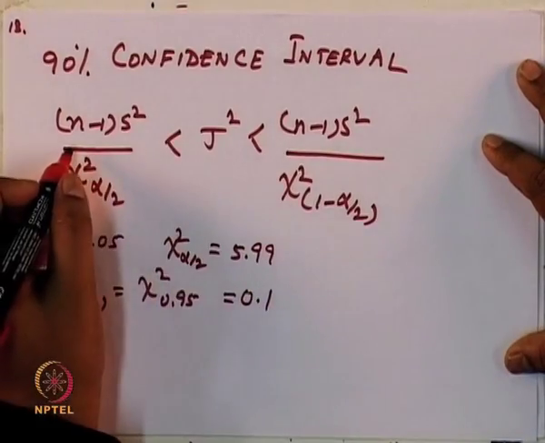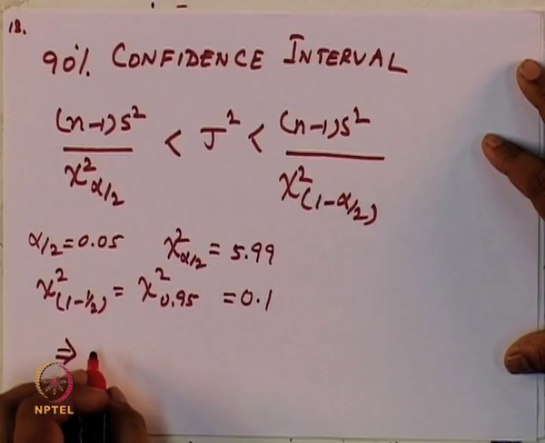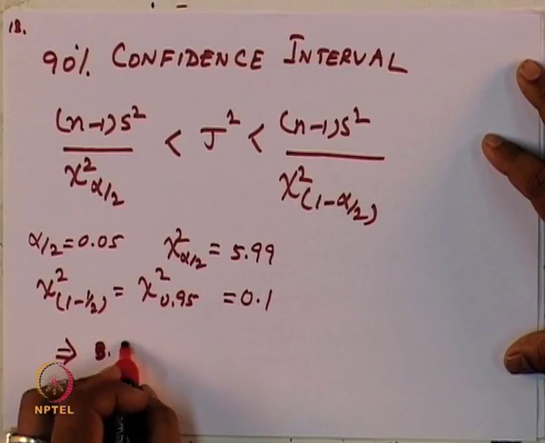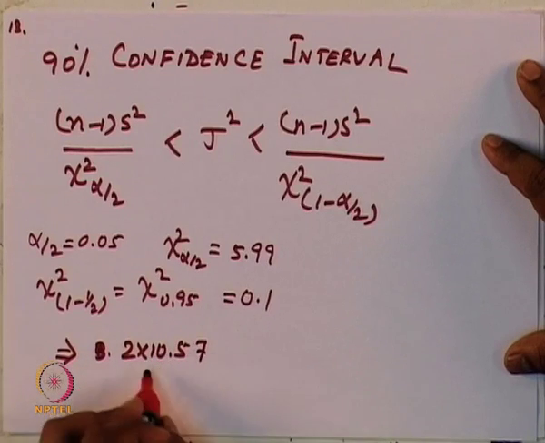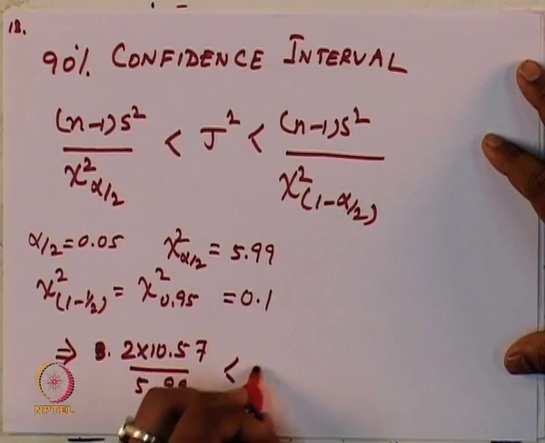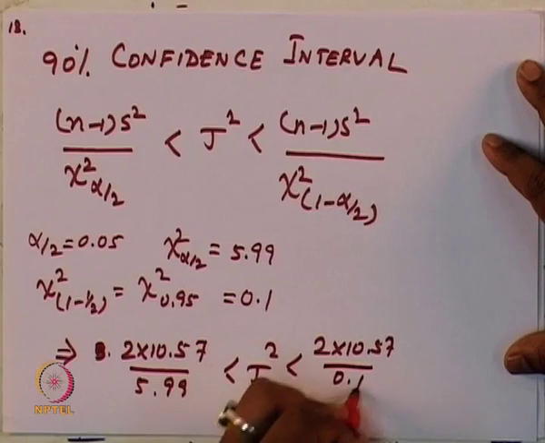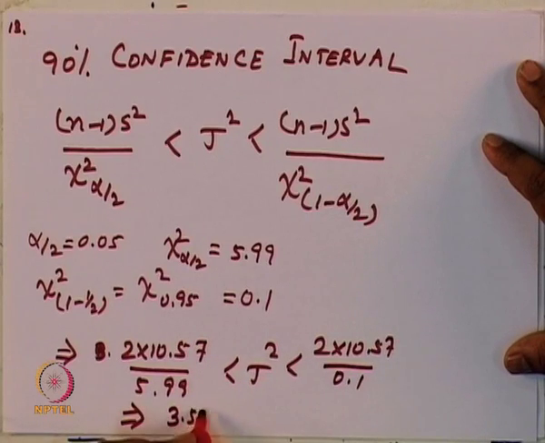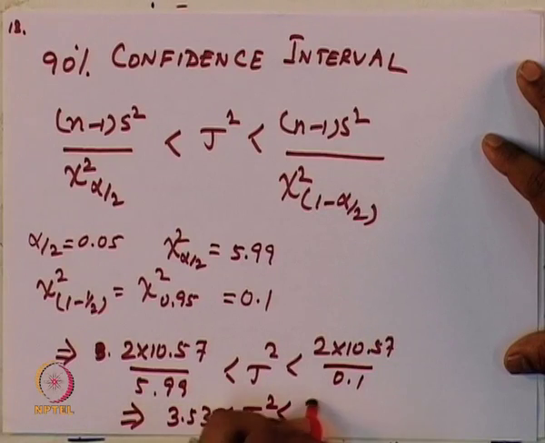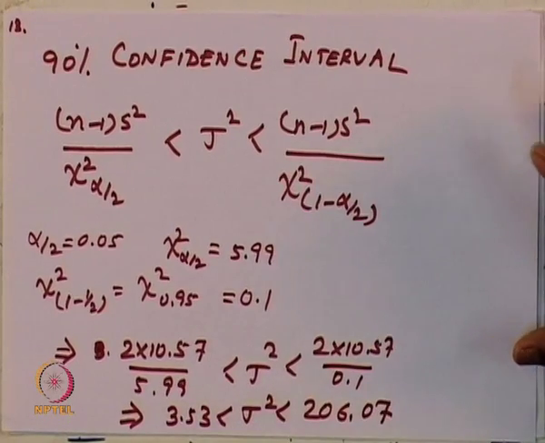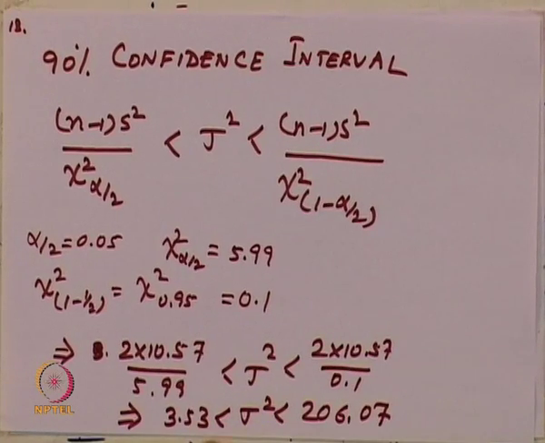So, if I plug in the values here, okay, what I get is a range between, okay, 2 into 10.57 by 5.99 less than sigma square less than 2 into 10.57 by 0.1. This gives me a range 3.53 less than sigma square less than 206.07. Okay. So, what you clearly see is this variance sigma square has a wide range. This tells you that based on 3 measurements, you really cannot say whether your standard deviation is 2 or not.